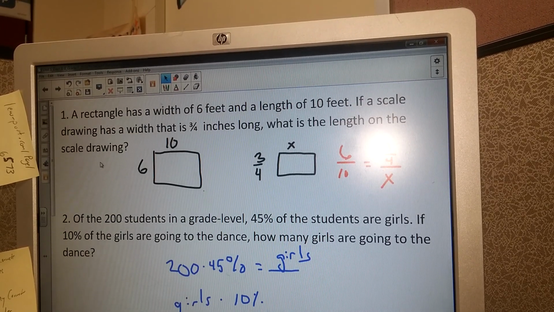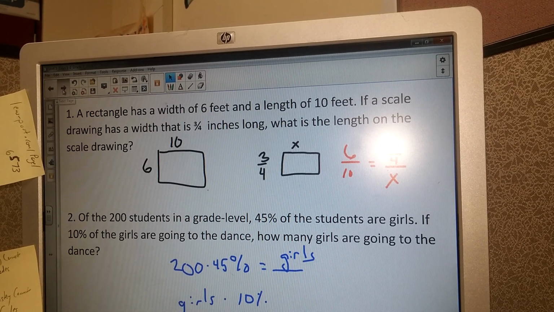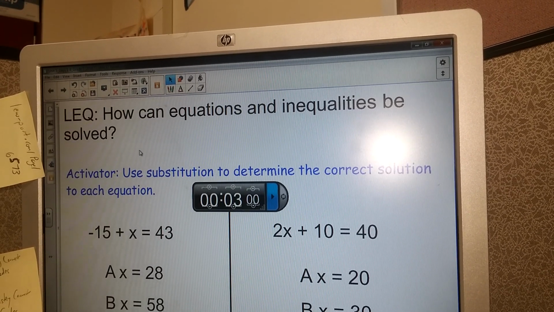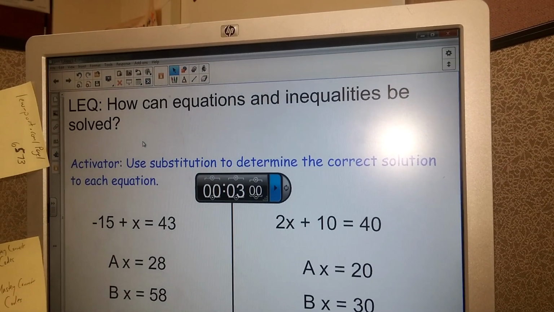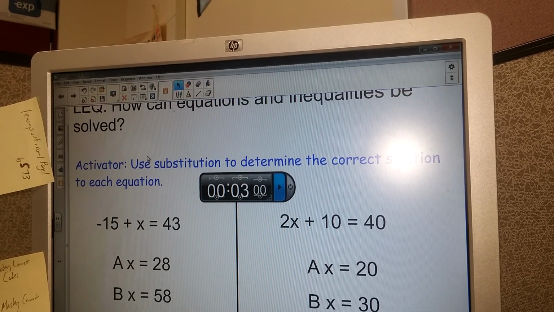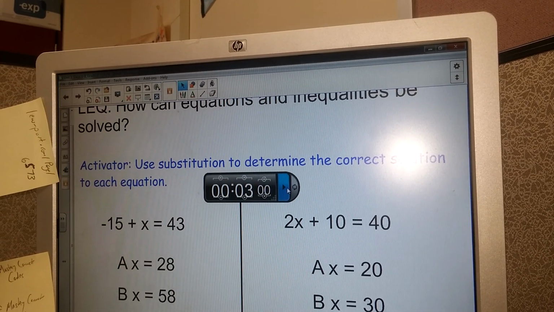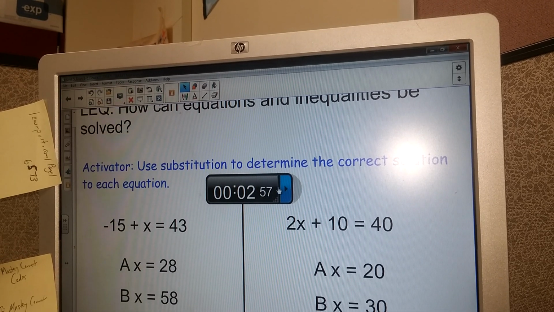Take your time and make sure that you have all these warm-up problems written down before you advance the slide. Okay, the question today is how can equations and inequalities be solved? Today we're going to do a brief review of one-step equations. The activator says use substitution to determine the correct solution to each question. Go ahead and take 3 minutes to work on this, and when you're done, unpause the tape.